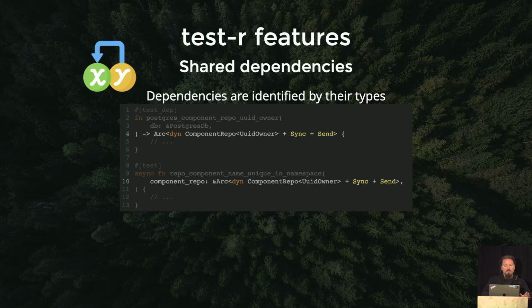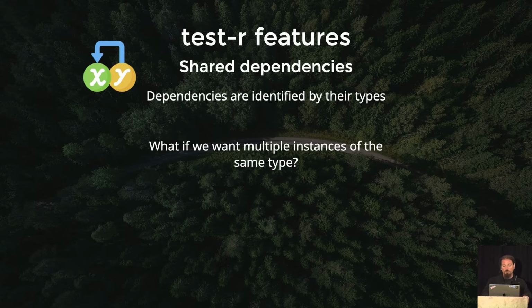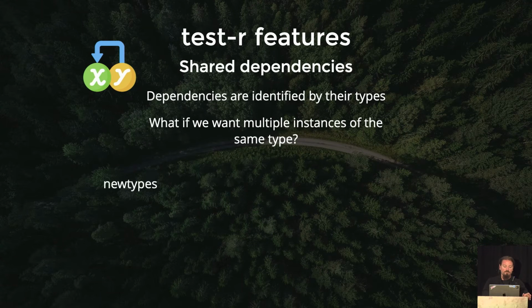And as I said, dependencies are identified by their types. So here you can see the test constructor returns this type, and then the test accepts a reference to this type, and that's how they are matched. But what if we want multiple instances of the same type? Well, you can always just create new types for this, of course. But Tester also supports tags for this.